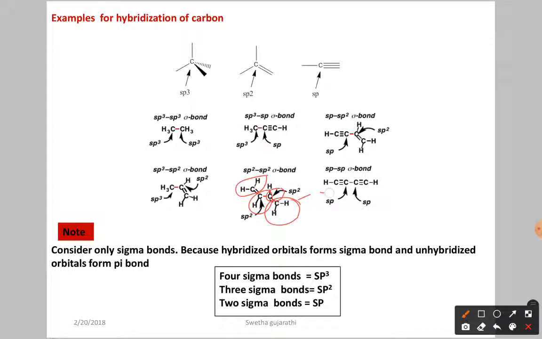Now in this case all are sp. Why? Because around each carbon atom we have only 2 sigma bonds. So this is sp, sp, sp, sp. We have sp hybridization. So if anyone asks questions, you have to count only sigma bonds. This you have to remember.